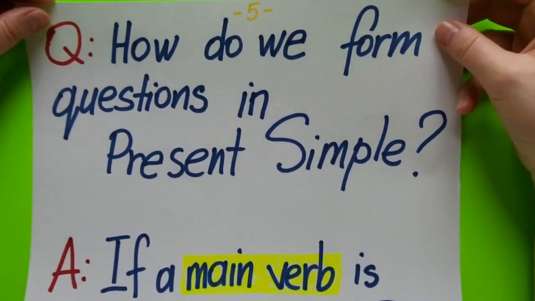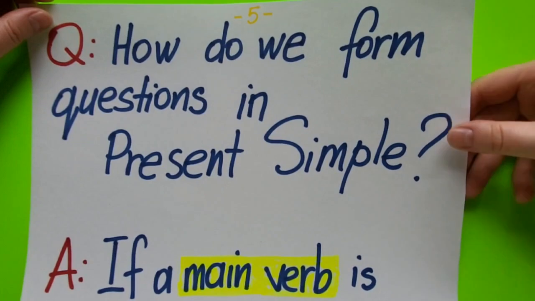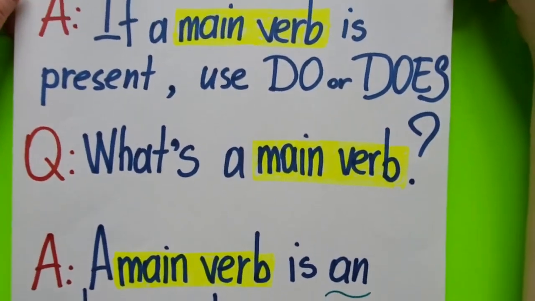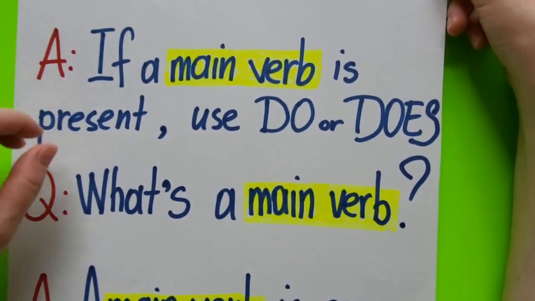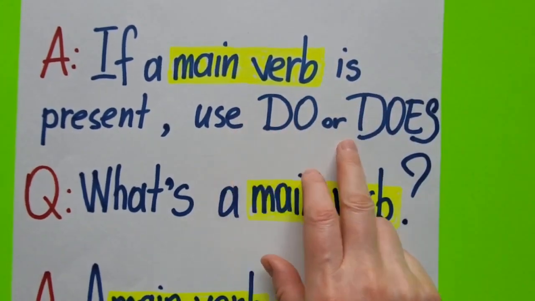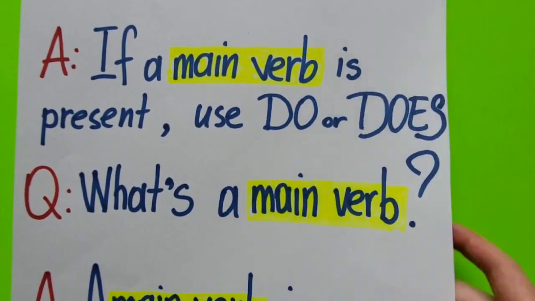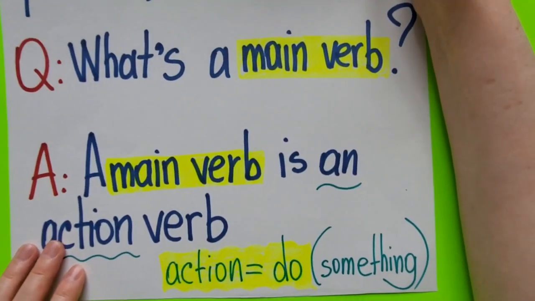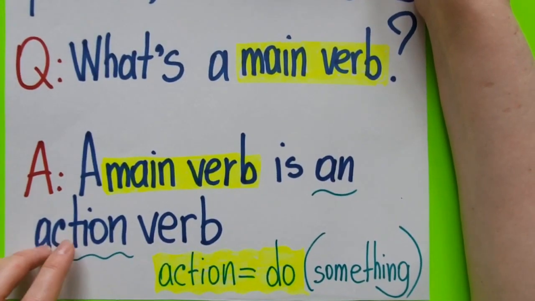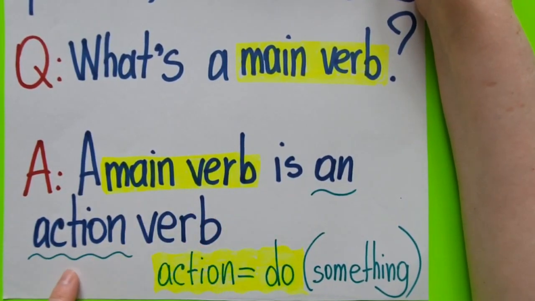Question. How do we form questions in present simple? Answer. If a main verb is present, use do or does. Question. What's a main verb? Answer. A main verb is an action verb.